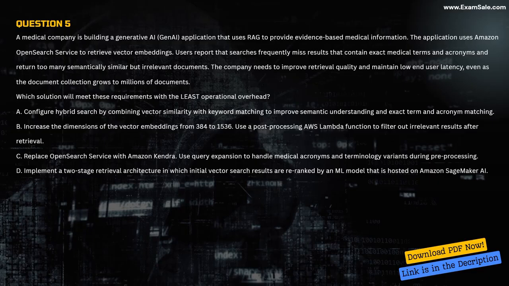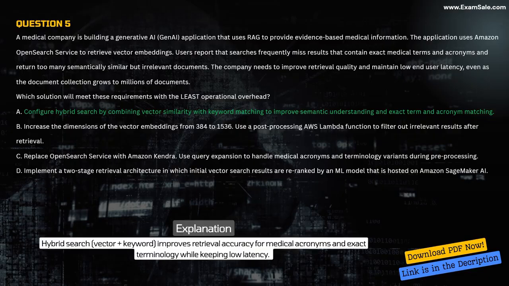Correct answer A. Configure hybrid search by combining vector similarity with keyword matching to improve semantic understanding and exact term and acronym matching. Explanation: hybrid search, vector plus keyword, improves retrieval accuracy for medical acronyms and exact terminology while keeping low latency.